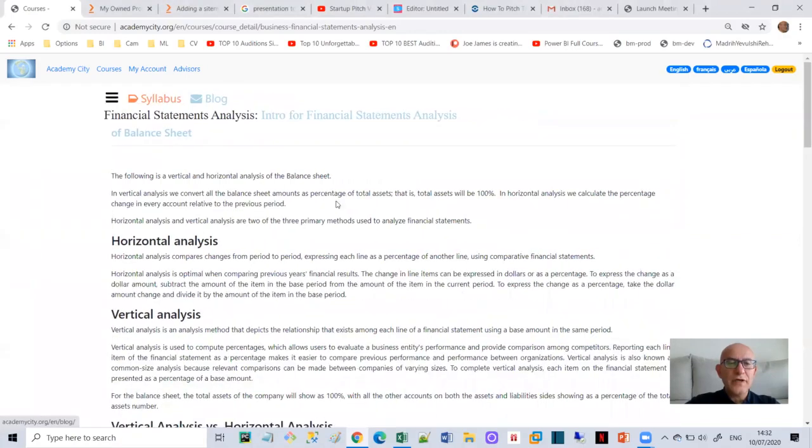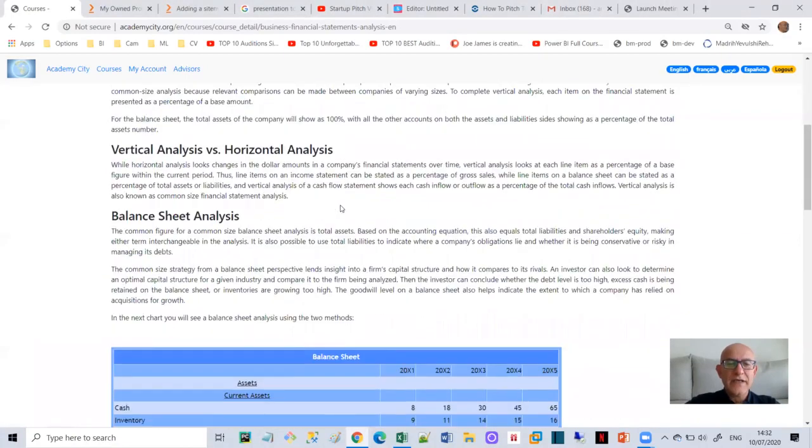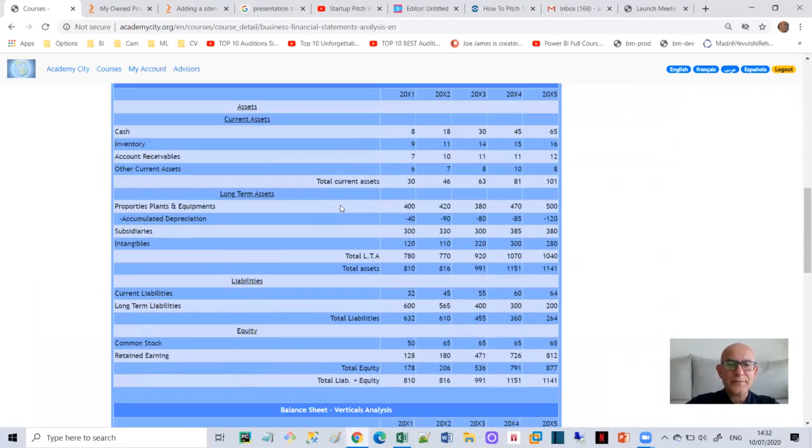Okay, what do we do? First of all, let's technically go over it. How do we turn a balance sheet into vertical analysis? We take the assets to be 100%, and then we convert every number as a percentage of the total assets. For example, the 8, we'll take 8 divided by 810. That gives me the percentage of how much is the cash out of the total asset. And we do the same things for every account.